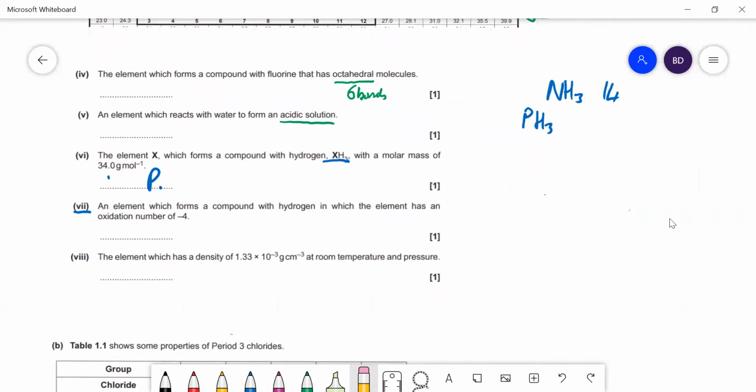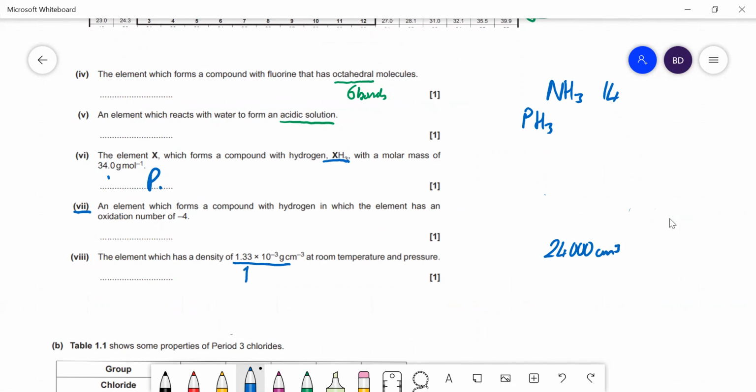Right, the element which has the density of this, well, it's got to be a gas, hasn't it? Okay, if it's that light. Right, we're going to use the fact that 1 mole occupies 24,000 centimeters cubed, doesn't it? At room temperature and pressure.